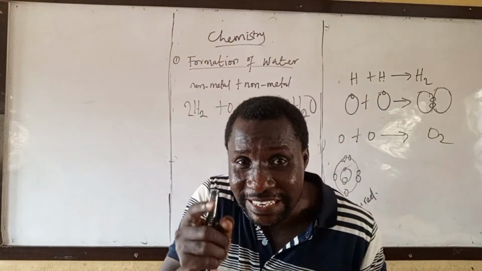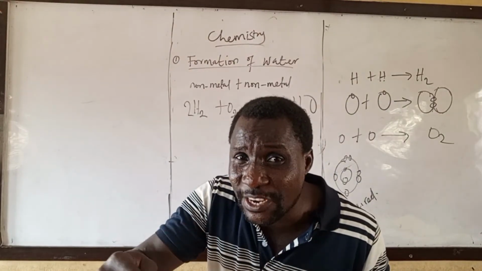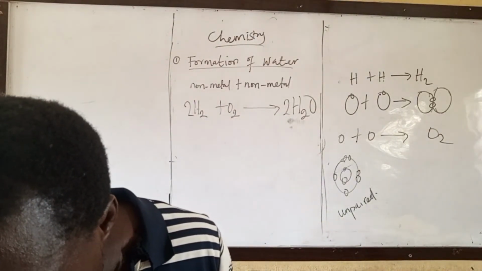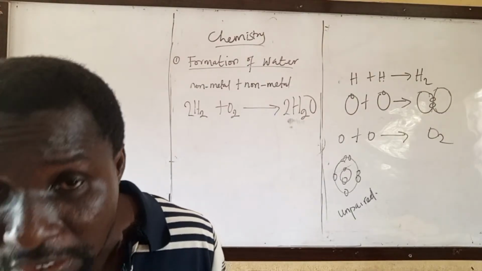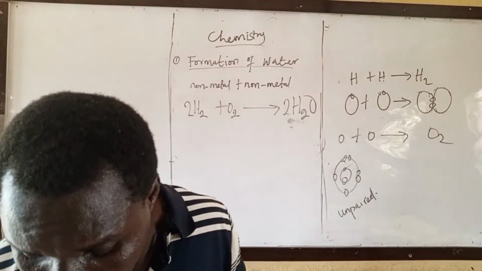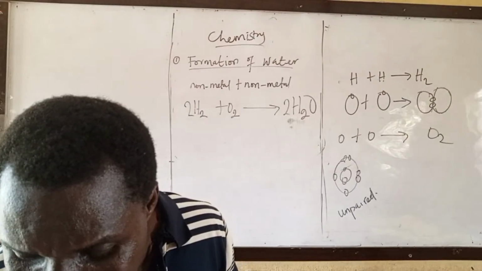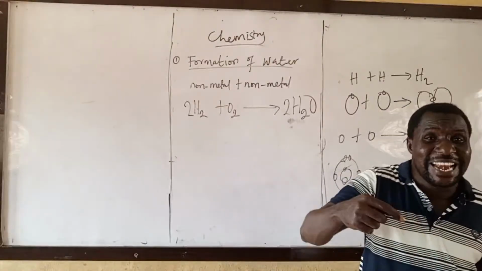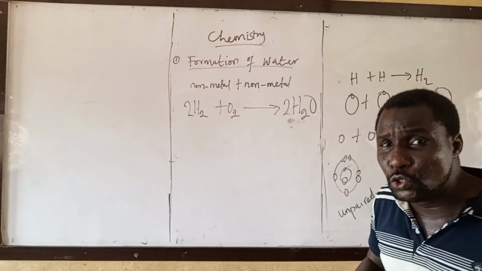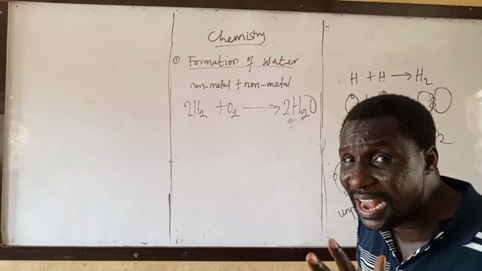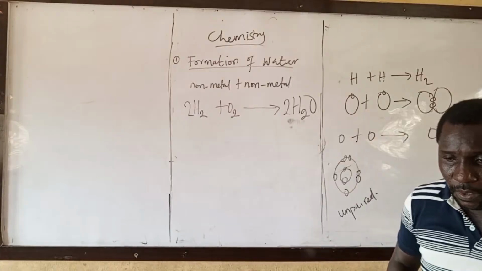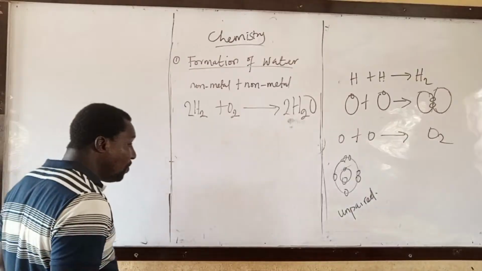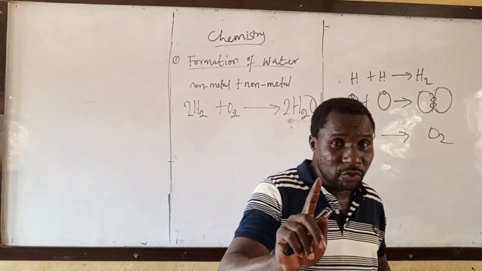Note this thing. Unpaired electron. Write it down. Unpaired electrons are used in the formation of covalent bond. Take note. Unpaired electrons are used in the formation of what? Covalent bond. Unpaired electrons are used in formation of what? Covalent bond.